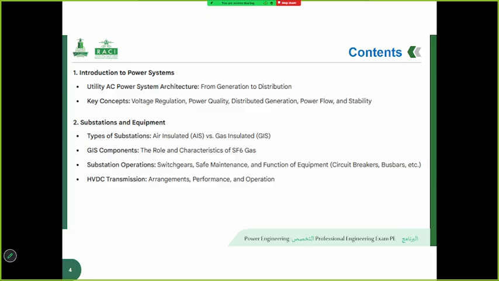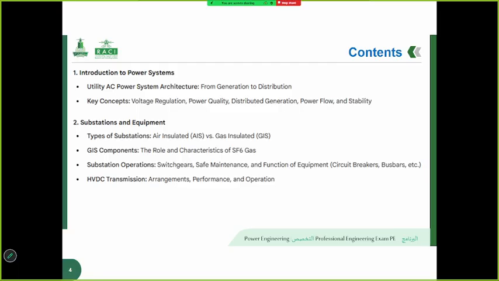under various disturbances. Next, we will shift our focus to the critical role of substations and their equipment. This part of the presentation will provide a detailed look at the physical components that make up the grid infrastructure. The topics will include types of substations, and a comparison of air insulated (AIS) and gas insulated (GIS) substations, highlighting their design and applications.